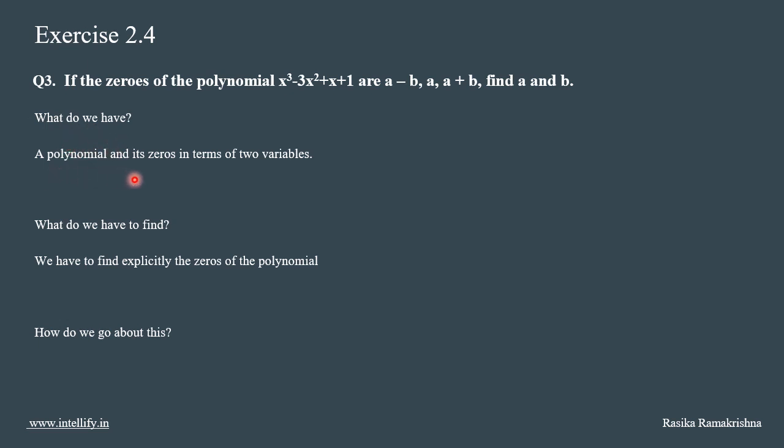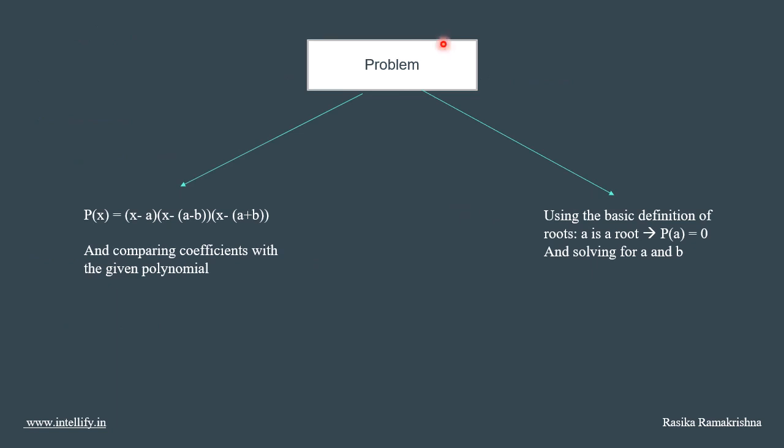We have a polynomial and its zeros in terms of two variables, a and b. And what do we have to find? We have to find explicitly the zeros of the polynomial and obviously the values of a and b. So how do we go about this? Alright, so we can solve this problem in two ways. One way is to use the basic definition of a root.